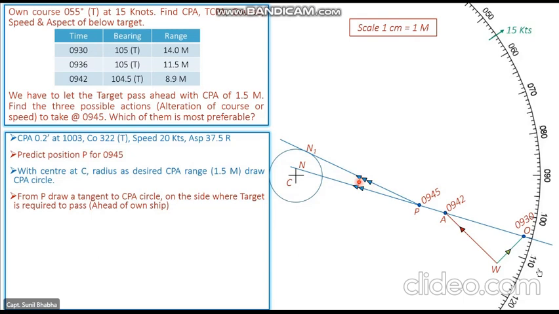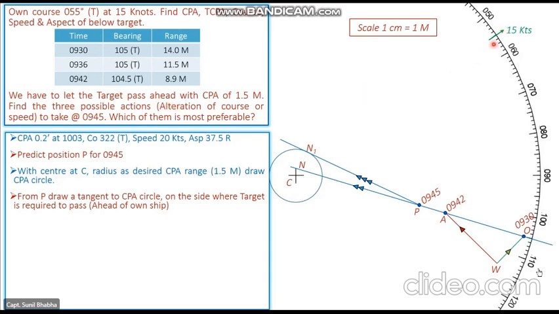Now there is one more possibility of drawing a tangent. We can draw a tangent from point P onto this circle in this particular way also. Now why have we picked up the tangent PN1 and not the other tangent? The reason is that in the question it is mentioned we have to let the target pass ahead or past.